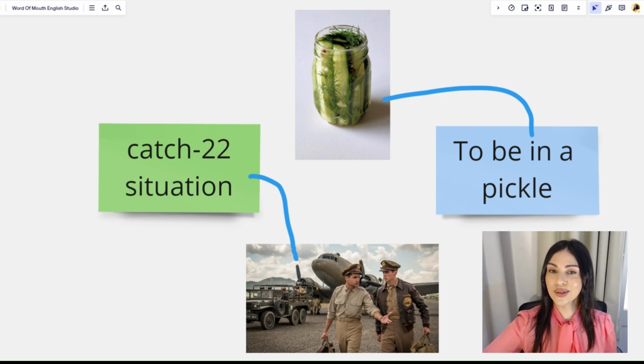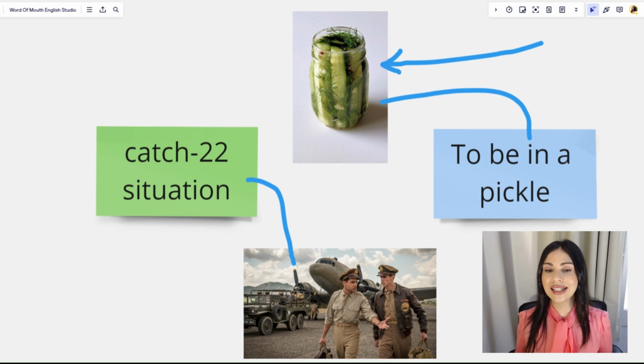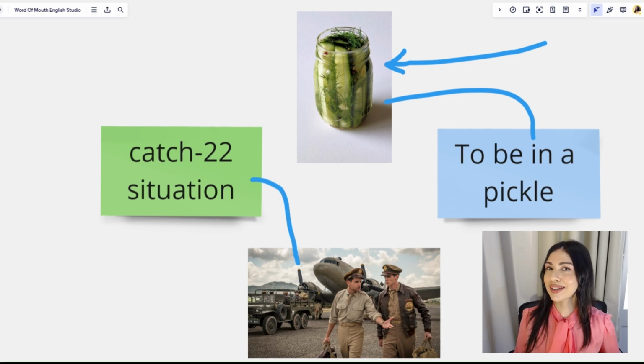The jar of pickles you see on the left, on the other hand, is symbolic for the idiom to be in a pickle, which in other words means to be in trouble or to be in a dangerous situation that you can't get out of. So again, it's very similar to, say, a Catch-22 situation. Oh, that's a Catch-22, or it's a little bit of a Catch-22 situation, or Mark seems to be in quite a pickle. How'll he get out of it?